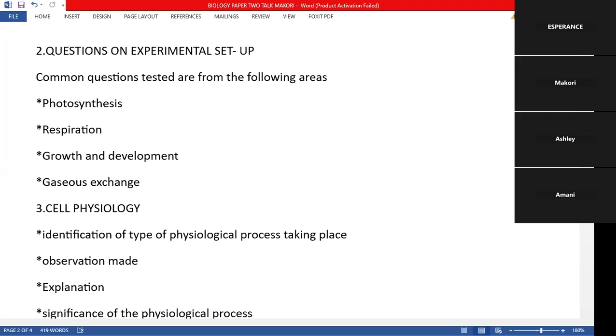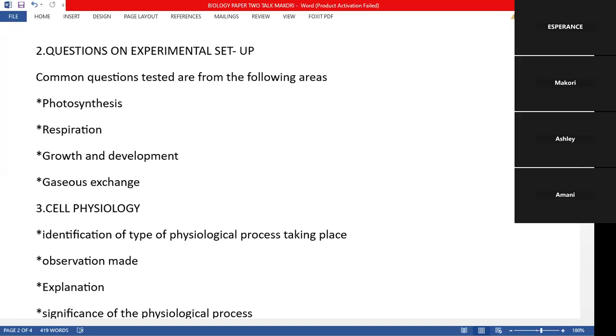In the year 2022, there was one on gaseous exchange. In the year 2021, there was an experimental question on gaseous exchange. In the year 2020, there was a question on germination, growth and development, from that topic of growth and development. So you can see, for the last 5 years, the questions on the experiments do not miss.